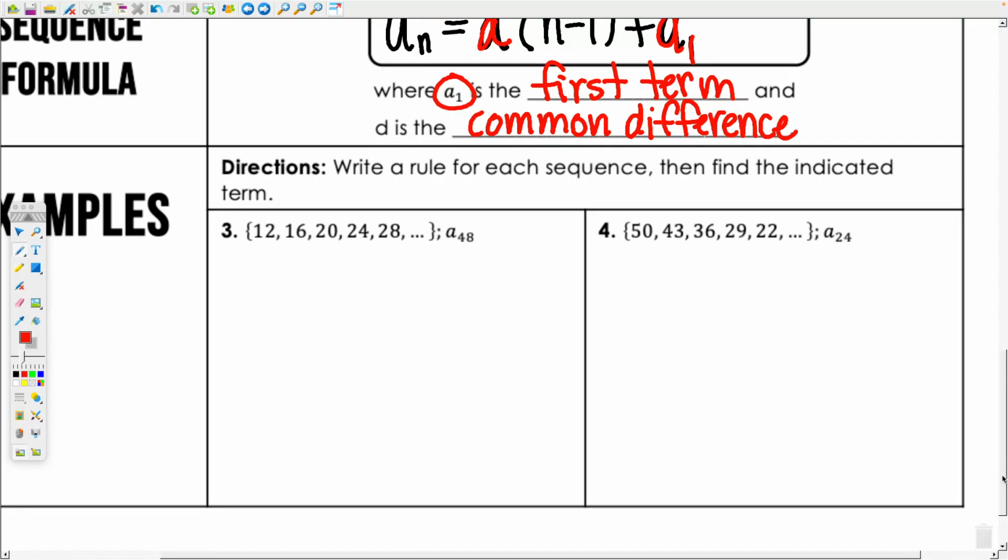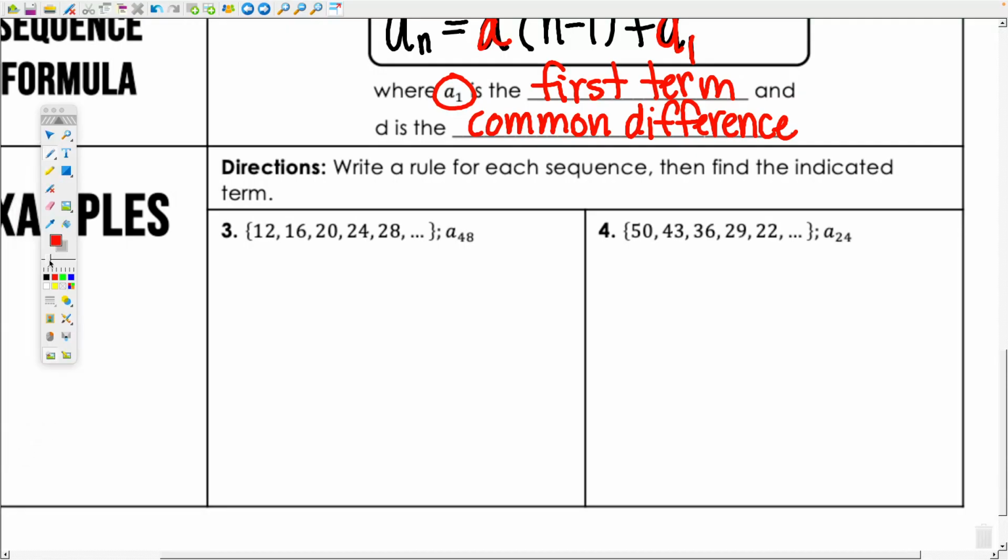You are writing a rule for each sequence. What I like to do for repetition's sake is write the formula down over and over again. You don't have to write it every time, but you can. So the formula is A sub n equals your common difference times your term minus 1 plus the first term.